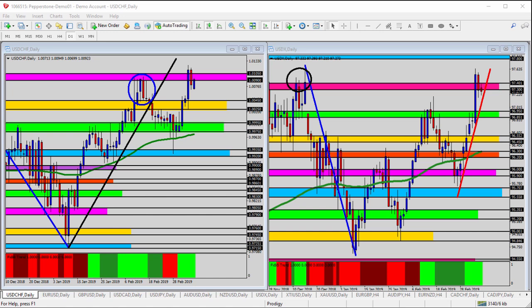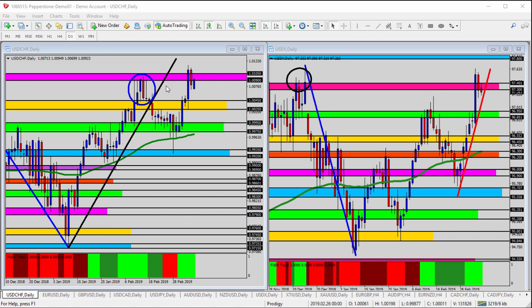Interesting here, as we look at the daily time frame on both the dollar index on the right and the USDCHF dollar franc on the left, we can see both of them challenging significant resistance. On the right-hand side, the pink zone 97.30, 97.40, we can see the market coming up. Look at the black circle, you can see resistance in this area, and now of course top of the red trend line you see resistance. So it's challenging a significant resistance level as it's been rising within this uptrend for the past week or so along the red trend line.